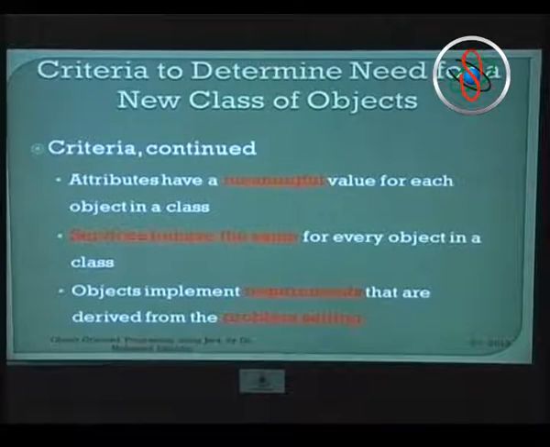Object implementation requirements are derived from the problem setting. If we have a problem and we design our solution very clearly, then the requirements for solving the problem become the requirements in our program, so we are going to satisfy these requirements. It is very important not to duplicate attributes. Duplication of attributes is very dangerous. Sometimes we get confused by it, and sometimes it affects the code in many ways.